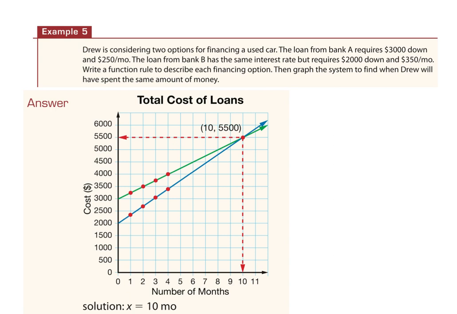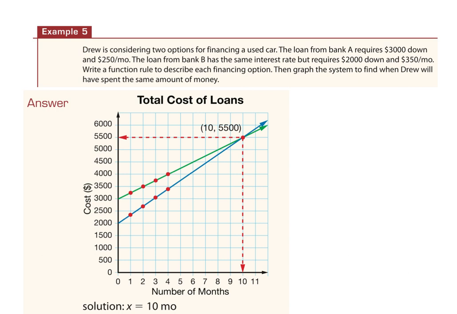But two options for financing a used car. The loan from Bank A requires $3,000 down and $250 a month. The loan from Bank B has the same interest rate, but requires $2,000 down and $350 a month. Write a function to describe the financing options.